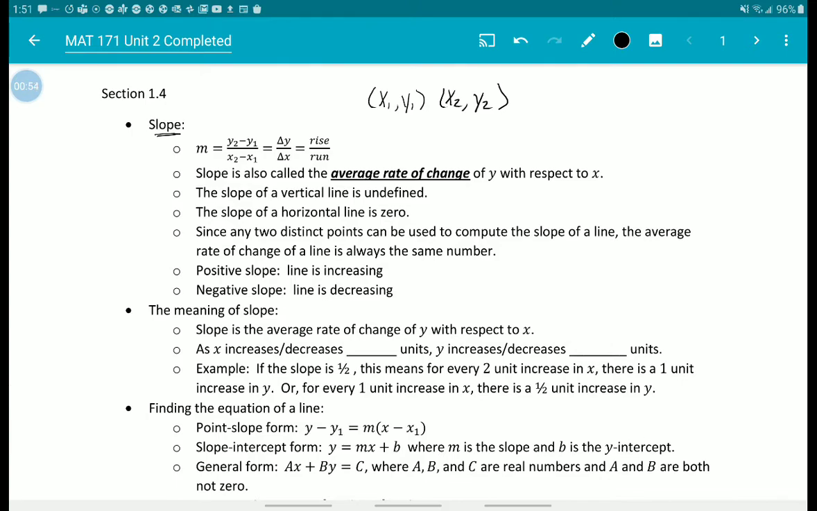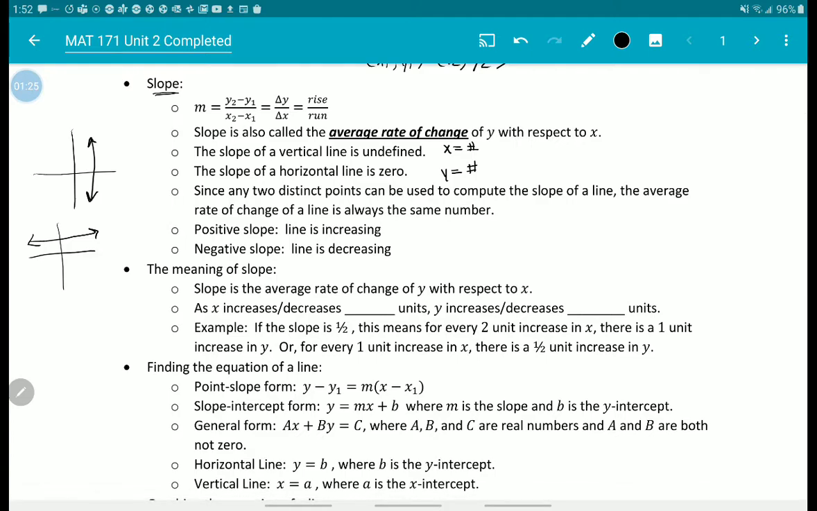When we talk about the slope of a vertical line, that slope is going to be undefined. So remember, a vertical line is going to look something like this. It's going to be straight up and down. And it's always going to be in the form of x equals some kind of number. When we talk about a horizontal line, now we're talking about something that looks like this. And a horizontal line will always have a slope of 0. Horizontal lines are always in the form y equals some number.